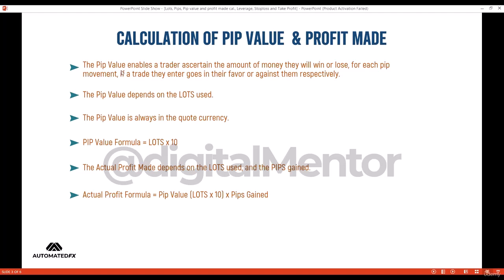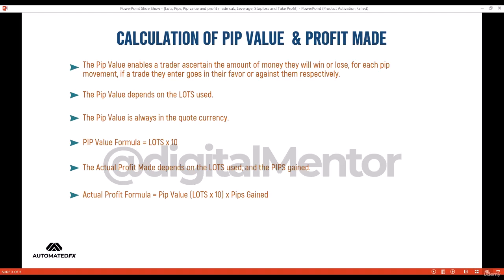Okay, so what's the term pip value? What does it stand for? So the pip value is what enables a trader to ascertain the amount of money they make or they lose for each pip movement if a trade goes in their favor or against them respectively. So the pip value depends on the lots used. Okay, remember we have spoken about lots or lot size, and this pip value we are talking about now depends solely on the lot size the trader uses.